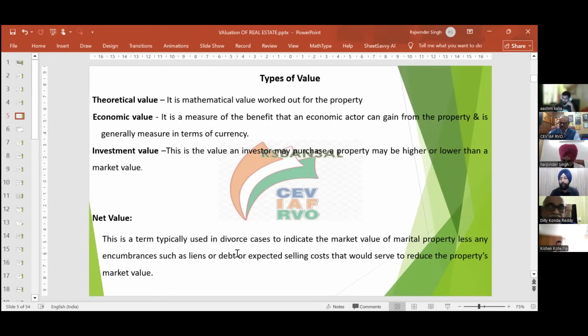Market value minus encumbrances or lien on such property. That is net value. Clear what is net value? Any doubt about it? Any doubt about net value?